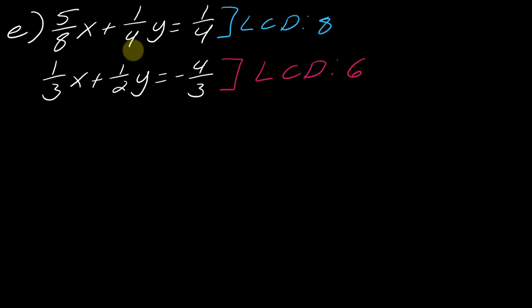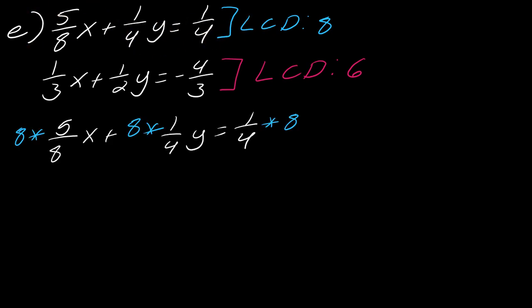So I will show you what it looks like to multiply the first equation by 8. So here you go. Notice that I had 1, 2, 3 parts of this equation, and so I multiplied each part by 8. Now I notice that these 8's cancel out, so this is going to leave me with 5x. 1/4 of 8 is just 2, so this is going to be 2y, and then this is going to equal 2.